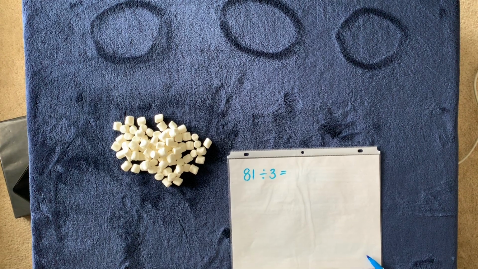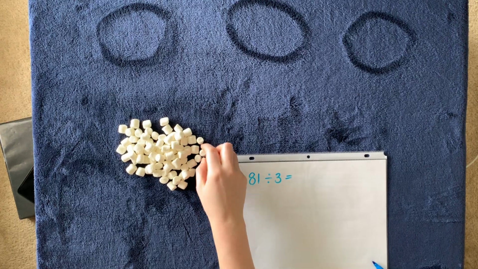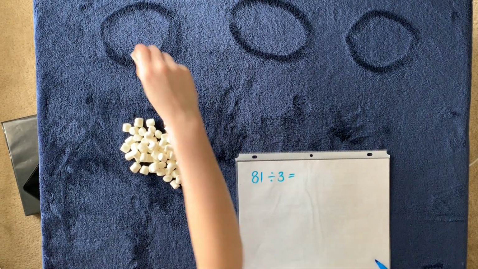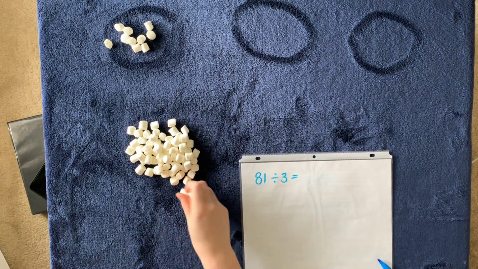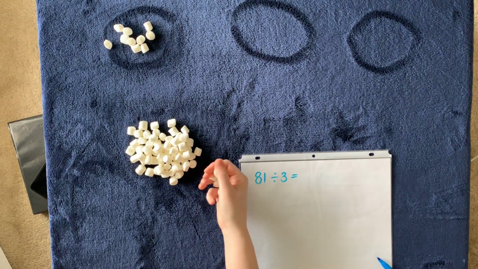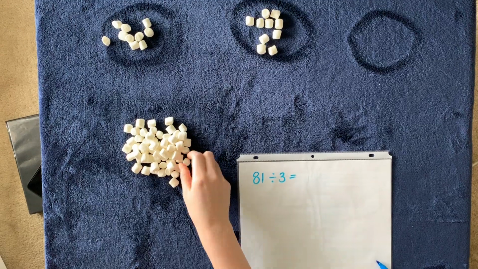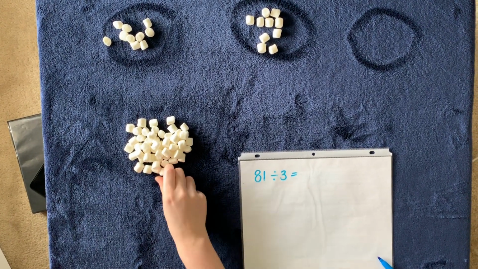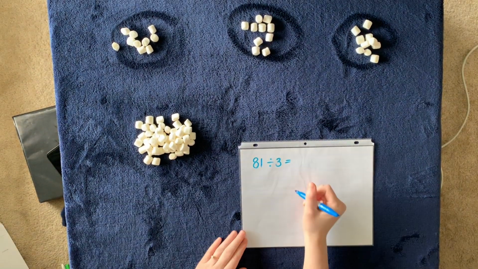Our second strategy involves chunking the numbers in pieces that we can more easily understand. So we're going to begin by taking 10 marshmallows and putting them in each group, because we know that 3 times 10 is 30. So we're taking 30 marshmallows away from our large pot of our big group, and then each of our ending groups will have 10 added to their pile.